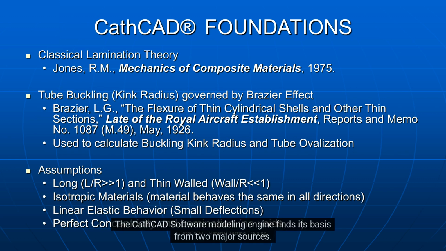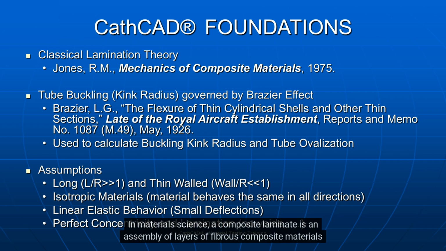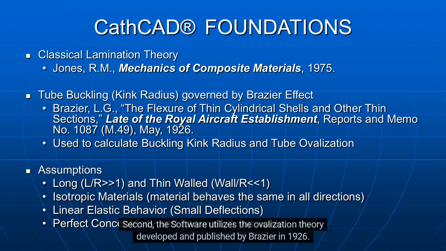The CathCAD software modeling engine finds its basis from two major sources. First, the software utilizes the principles found in classical lamination theory. In materials science, a composite laminate is an assembly of layers of fibrous composite materials which can be joined to provide required engineering properties, including in-plane stiffness, bending stiffness, and strength. A good reference for the viewer to read and review is the textbook Mechanics of Composite Materials by the author Jones. Second, the software utilizes the ovalization theory developed and published by Brazier in 1926.